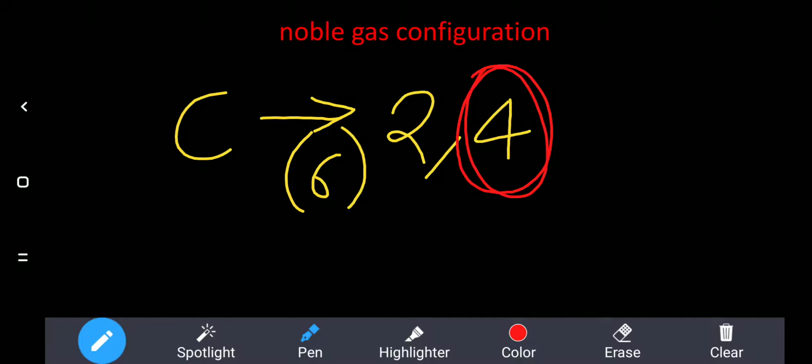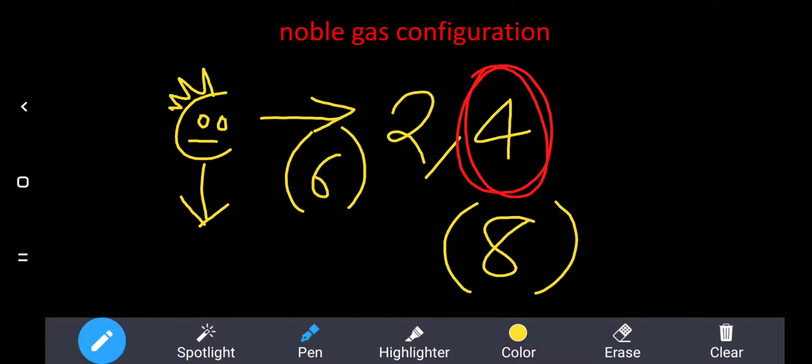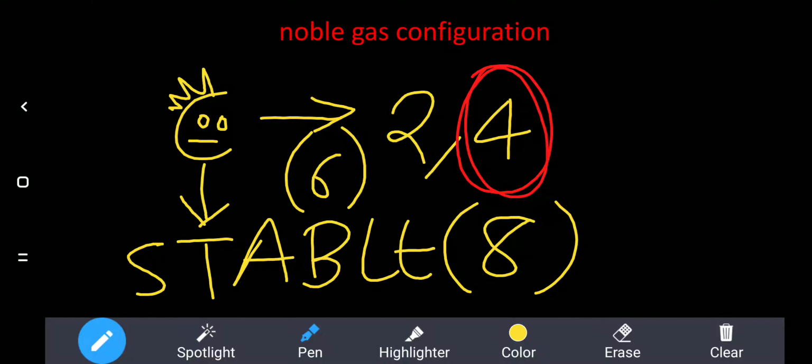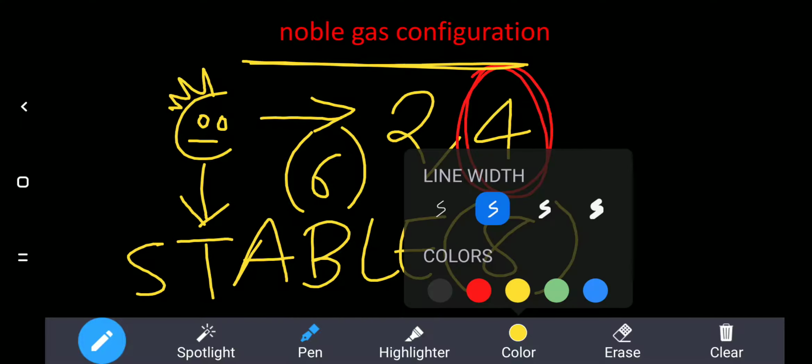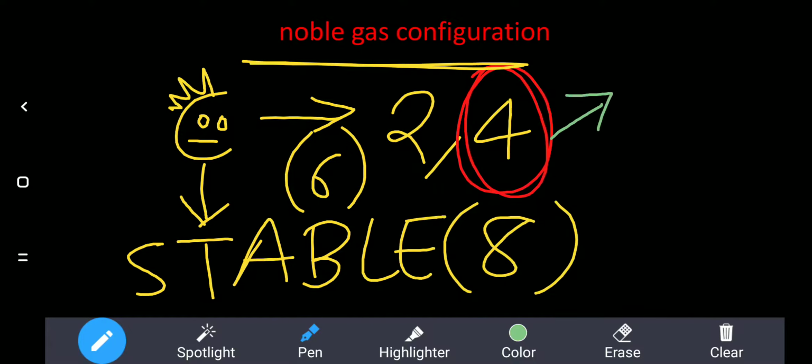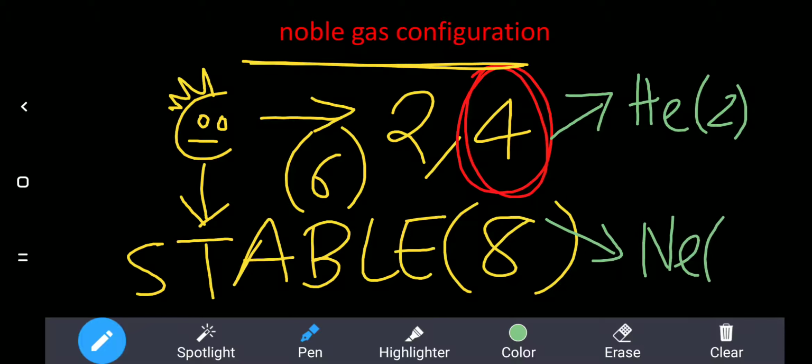If this carbon wants to be stable, it has to have 8 electrons in the outermost shell. If 8 electrons are present in the outermost shell, the carbon is going to become very, very stable. And we say that carbon has attained noble gas configuration. So we have two things. Either we go to the helium configuration, that is 2, or we go to neon configuration, that is 8.